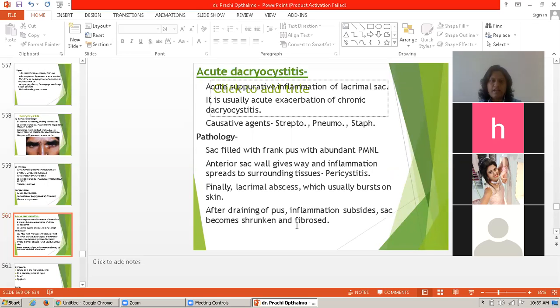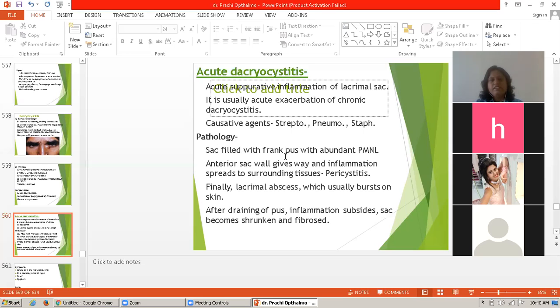So the next topic is acute dacryocystitis. It is an acute suppurative inflammation of the lacrimal sac. It is usually an acute exacerbation of chronic dacryocystitis, with causative agents like streptococcus, pneumococcus, and staphylococcus. Due to these organisms, acute dacryocystitis occurs with acute suppurative inflammation of the lacrimal sac. So it is an acute exacerbation of the chronic dacryocystitis.